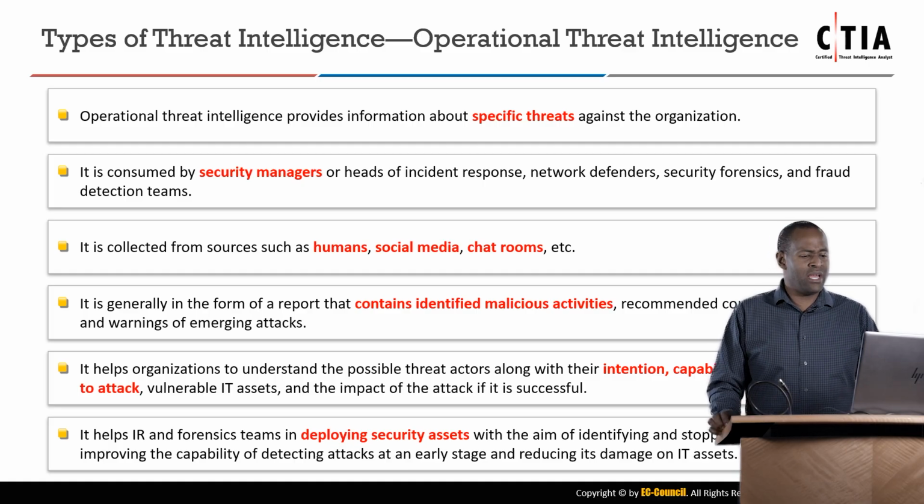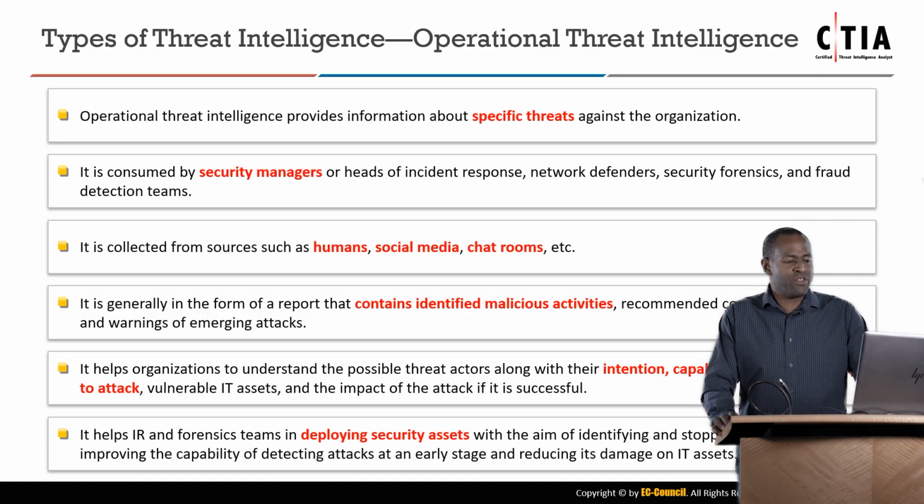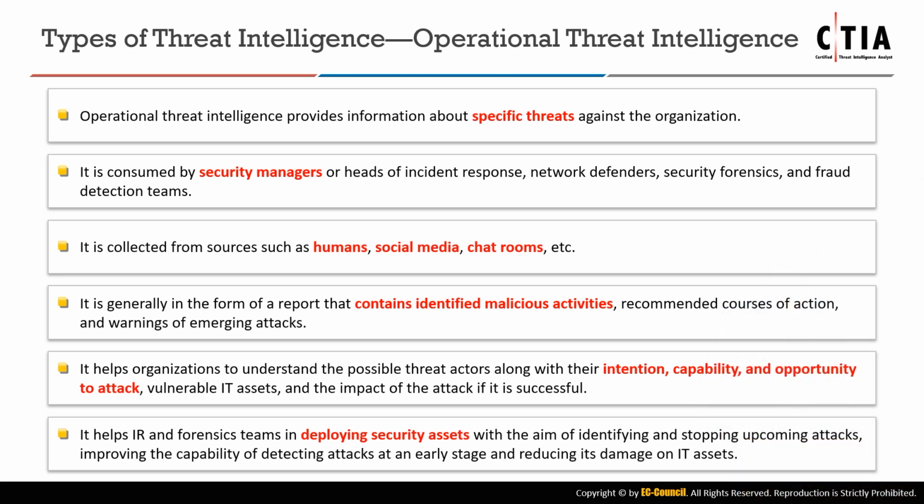Again, humans, human intelligence. And I'm going to use that information, if it's credible. I'm going to have to actually make sure that I investigate to find out if it's credible, and if it is, act upon it. So that operational threat intelligence is going to come in the form of a report that contains identified malicious activities. So these are not proposed or supposed, these are identified. And also a recommended course of action, and then a look to the future to look at emerging attacks.